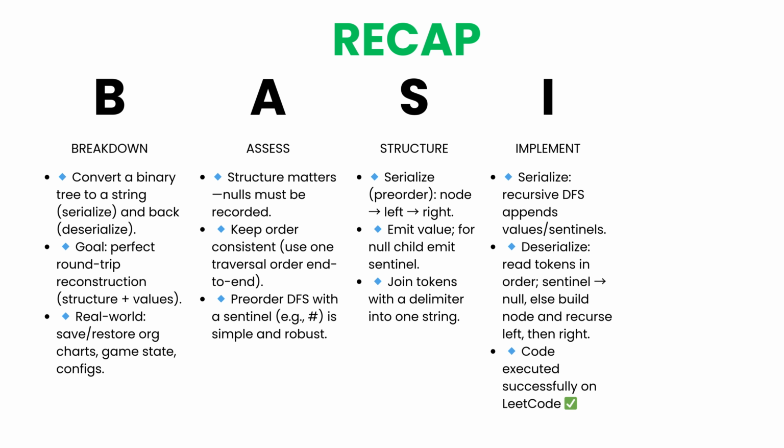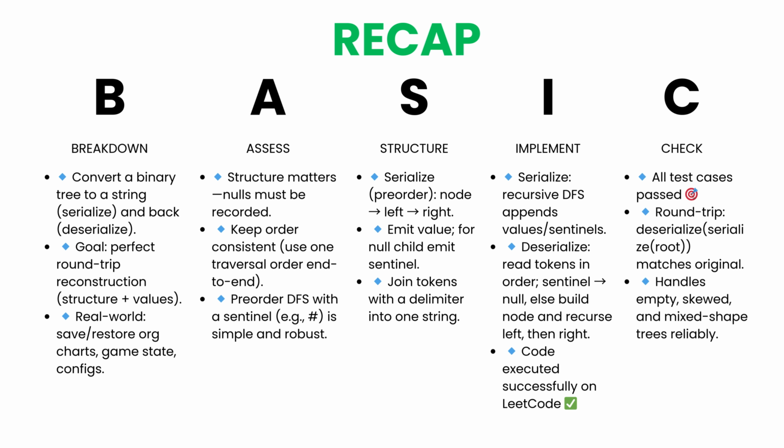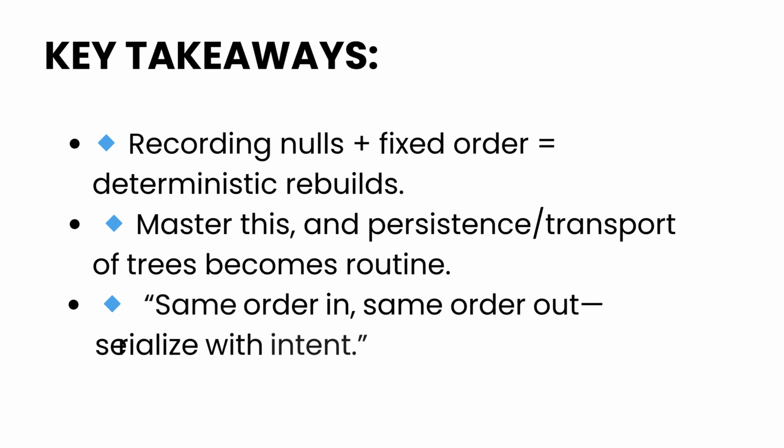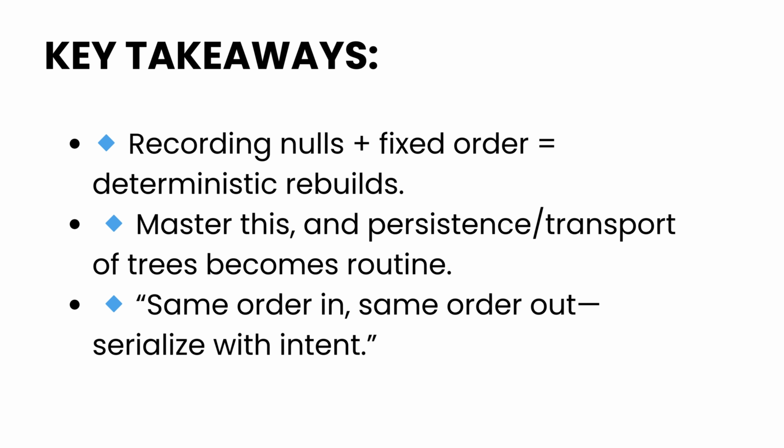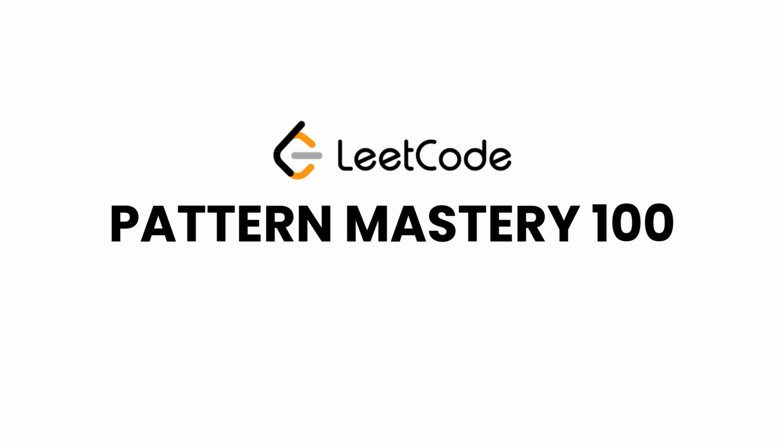We followed that plan end-to-end and ran the solution on LeetCode: clean execution, no errors. In tests, strings like 1, 2, #, 3, 4, #, 5, # reconstructed the exact original tree, and edge cases, like an empty tree, were handled correctly. All test cases passed. The takeaway: structure must be encoded, not inferred. Pair a fixed traversal order with explicit null markers, and you'll reliably serialize complex trees in interviews and production systems alike.